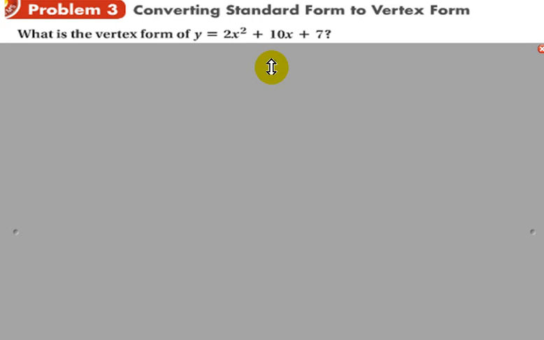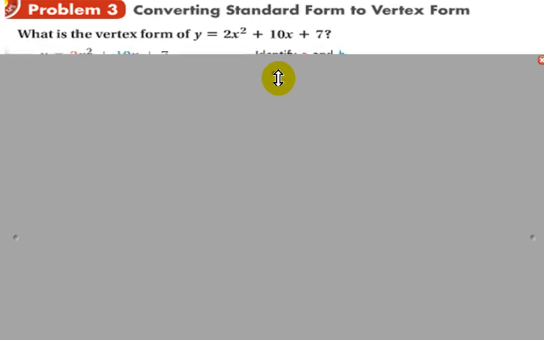7. And is it upwards facing or downwards facing? Upwards. What's my a value? 2. What's my b? 2. And what's my c? 7. Very good. So you guys are on your way.